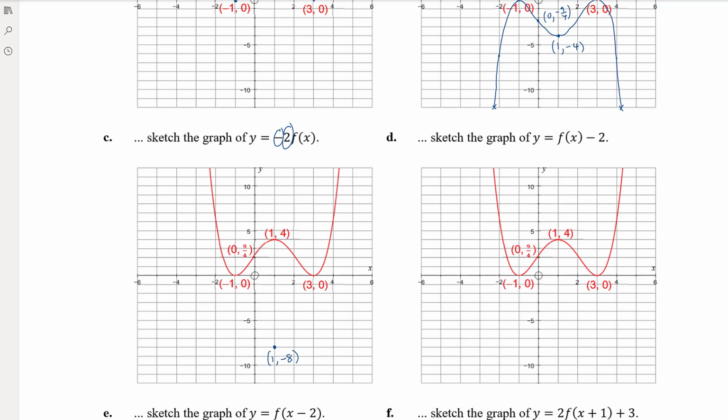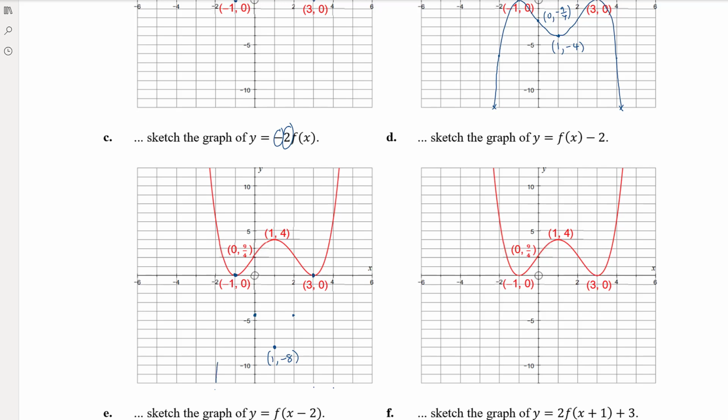Reflect in the x-axis and dilate by 2, (3, 0) stays here. Reflect in the x-axis and dilate by 2, (-1, 0) stays there as well. (0, 9/4) goes to (0, -9/4), and then we double that, so that's going to be (0, -9/2), which is 4.5. And again, you could take another point, reflect it in the x-axis, and then also double its y value. It's going to end up further down here.